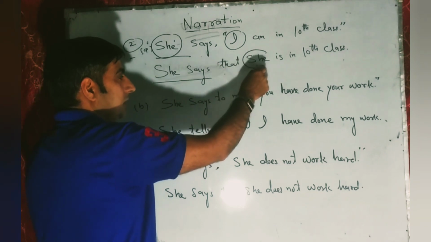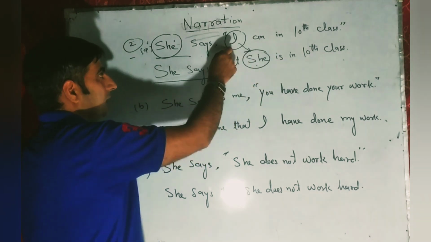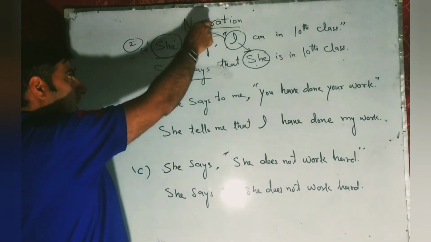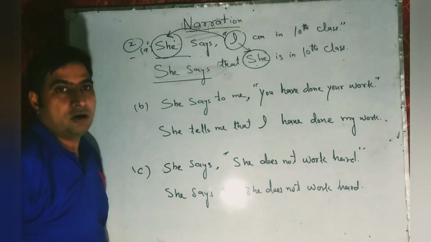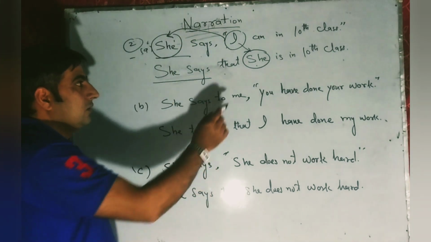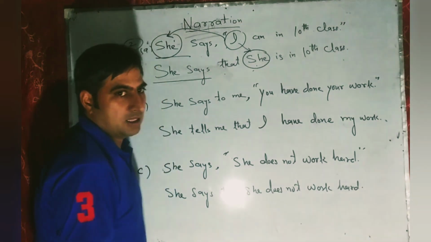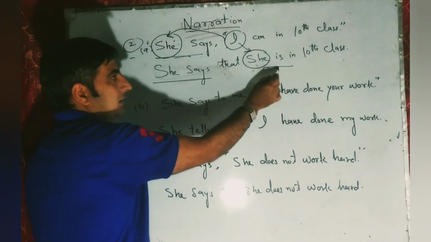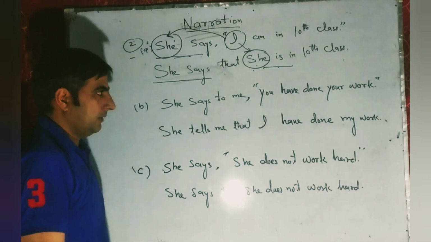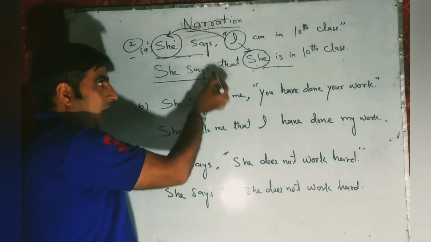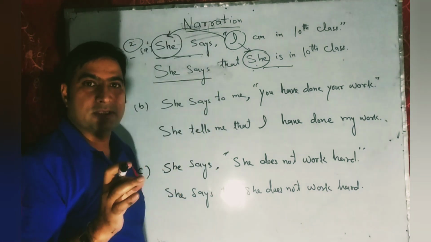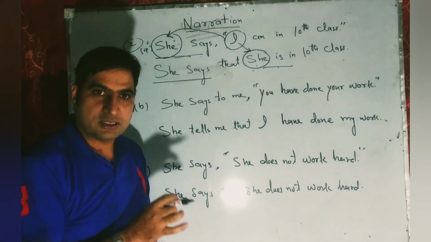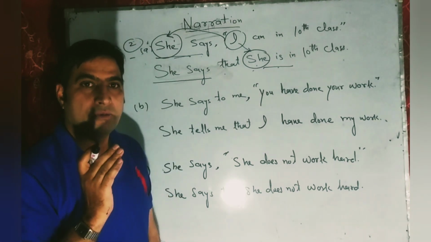Why do I use she in place of I here? Because this will change according to the subject of the reporting verb. So, she is in 10th class. The tense remains the same because this is in the present and this will also remain in the present. So this is how the first person is changed according to the subject of the reporting verb.